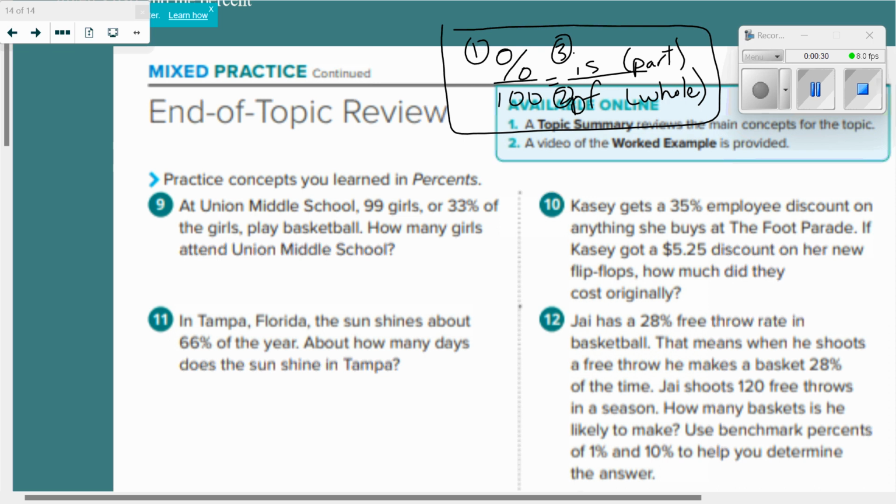On our first one, in middle school, we have 99 girls, or 33% of the girls. And here's your key again: the girls play basketball. How many girls attend Union?